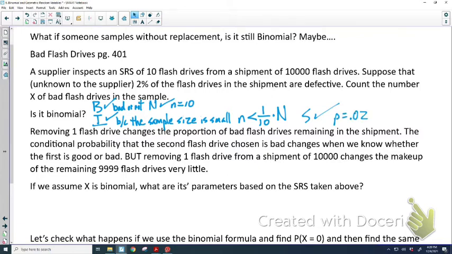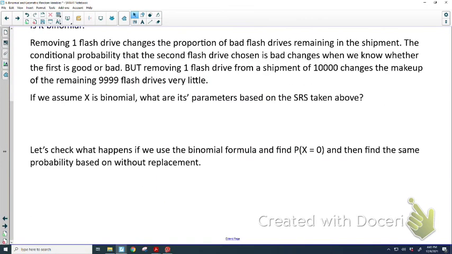The 10th drive that I draw is still a 2% chance, and we're going to prove it in just a second. So its parameters are binomial. I wrote them up there, but it asks for it again for some reason. n is 10 and p is 0.02. And then let's actually find a probability based on binomial PDF and based on without replacement. So this is kind of tricky. Let's see if we can do it.